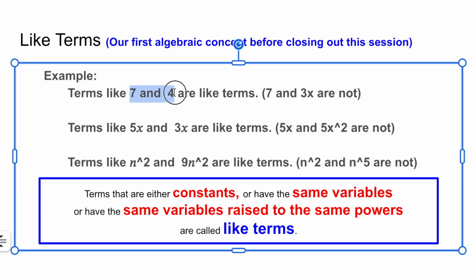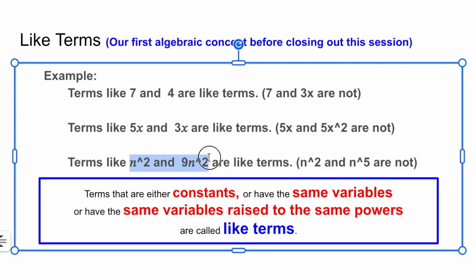Terms like 7 and 4 are like terms because 7 is a number, 4 is a number. Both are constants. So that is why they are called like terms. 7 and 3x are not. I'll come to this later. Let us see this. 5x and 3x are like terms. 5 and x, this is a term. 3 and x is a term. When variables are the same and the coefficient can be anything, the variables attached to the coefficient are the same, then they are called like terms.